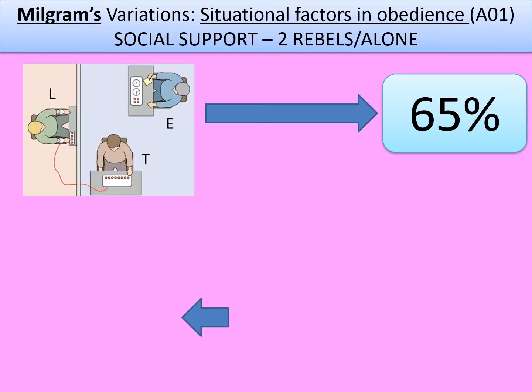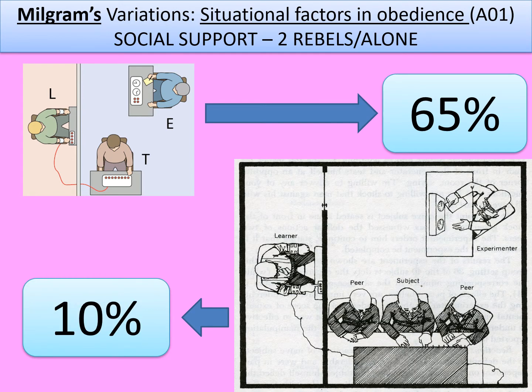And the last variation we'll look at included the role of social support, and it's called the Two Rebels study. So there's the original experiment, one teacher, the learner and the experimenter, and of course we know it is 65% obedience. But when they changed it so the real participant had two peers, or two rebels, sitting either side of them, and the rebels would say to the experimenter, well, I'm not going to electrocute the learner, we saw obedience fall to the lowest amount in this variation.